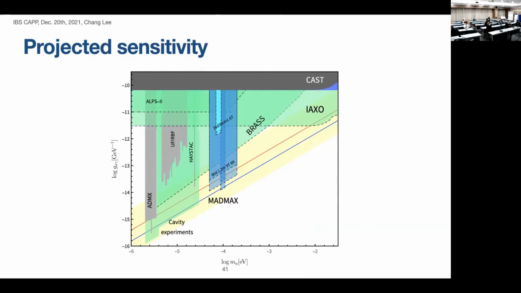And again, this is the projected sensitivity of MADMAX. We will cover the post-inflation axion mass range of about 20.